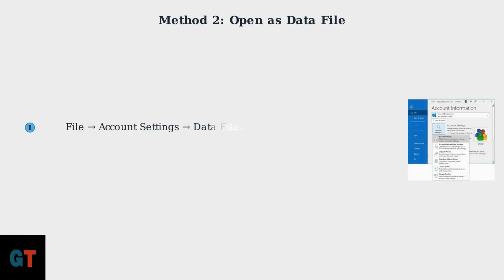Now let's look at method 2, which opens the PST file as a separate data file rather than importing its contents. Step 1, go to File, then Account Settings, and select Data Files. This opens the Data File Management dialog. Step 2, click Add and Browse to select your PST file. This will add the PST file as a data source without importing its contents.